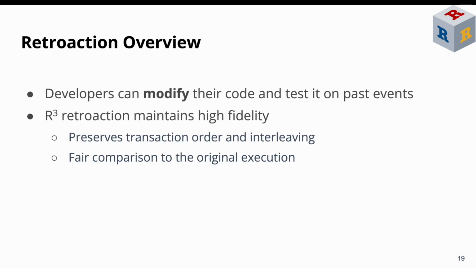Then, based on faithful replay, R-Cubed allows developers to modify their code and test it on past events. R-Cubed preserves transaction order and interleaving patterns so developers can fairly compare retroactive execution to the original execution.